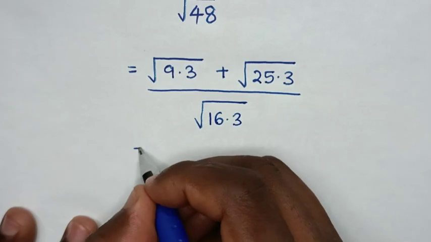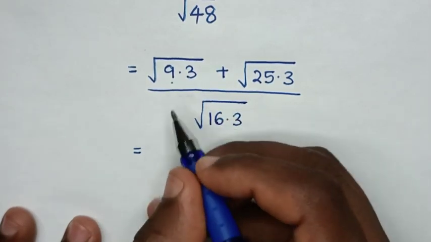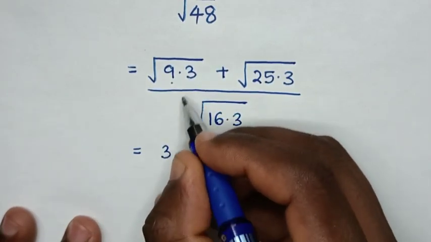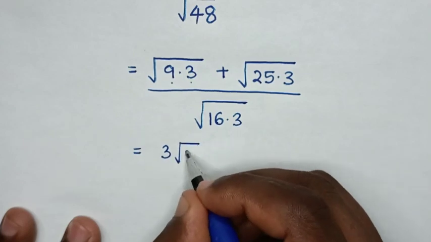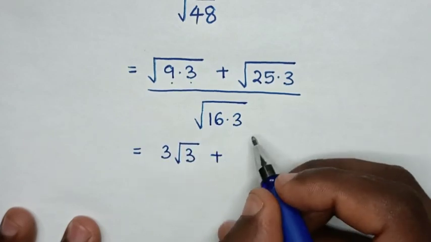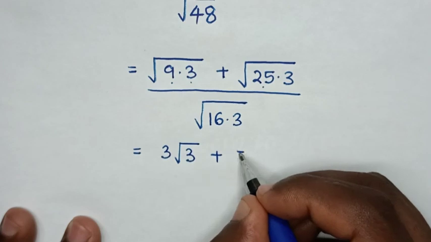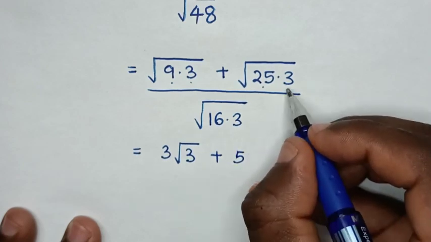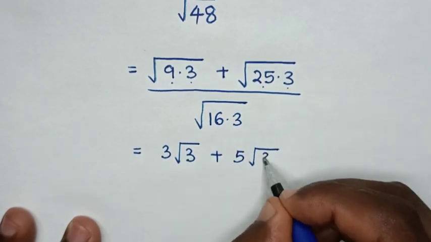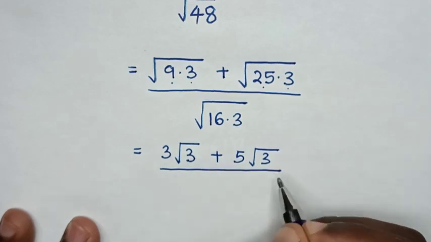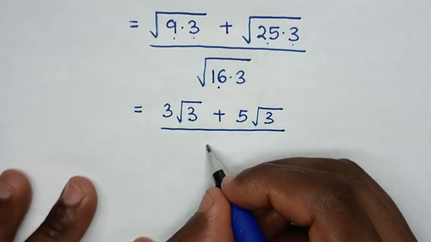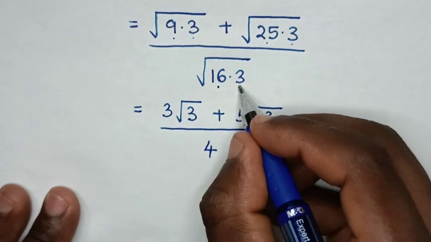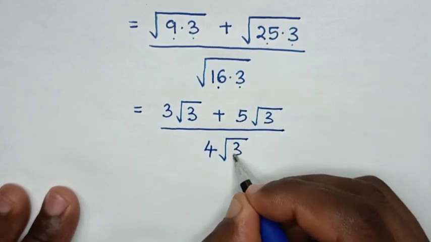Then it will be equal to square root of 9 is 3, then times square root of 3, then plus square root of 25 is 5, then times square root of 3, then over square root of 16 is 4, then times square root of 3.